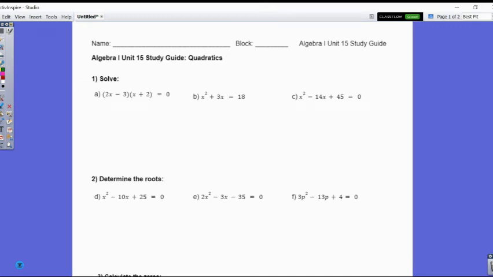Welcome. Let's begin our explorations here on the Unit 15 study guide so that we can be super prepared for our test on solving quadratic equations. In the first question, we are asked to solve.